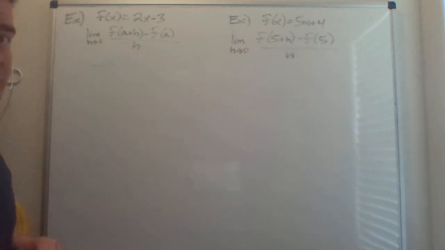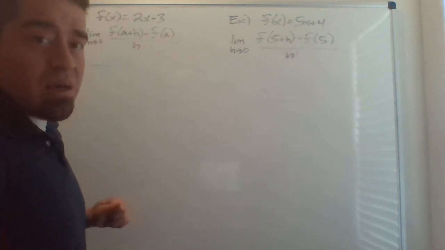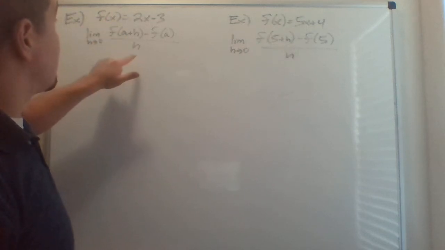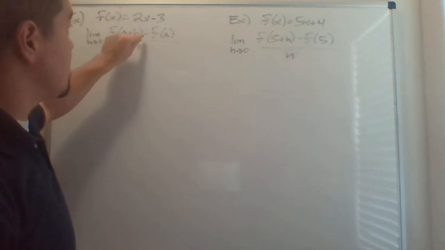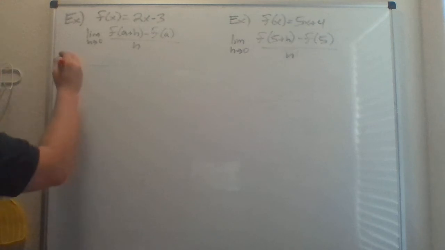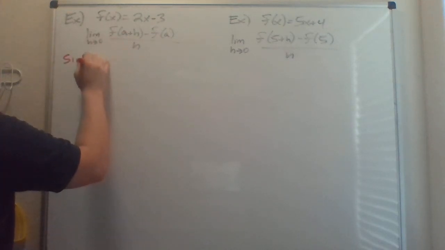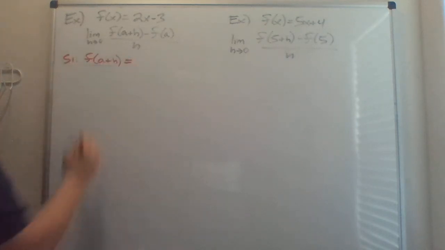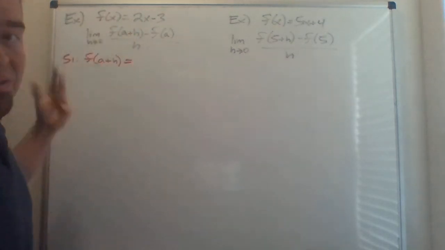These are called difference quotients, and basically what we're going to do is plug in. We have an f of x, and they want us to find the limit as h approaches 0 of f of a plus h minus f of a over h, which seems like a lot, but you need to take it in steps. So step 1, we're going to do f of a plus h. What does that mean? F of a plus h means you're going to substitute a plus h in for x.